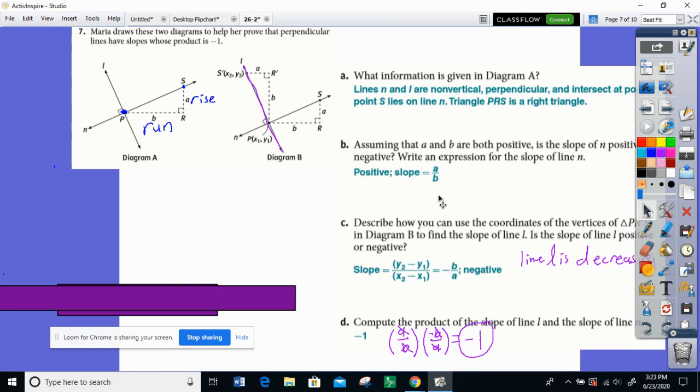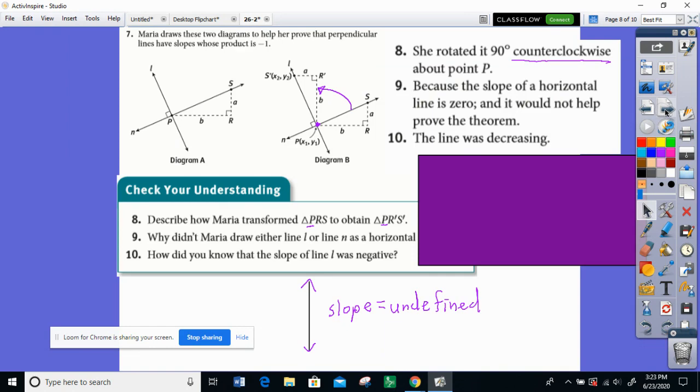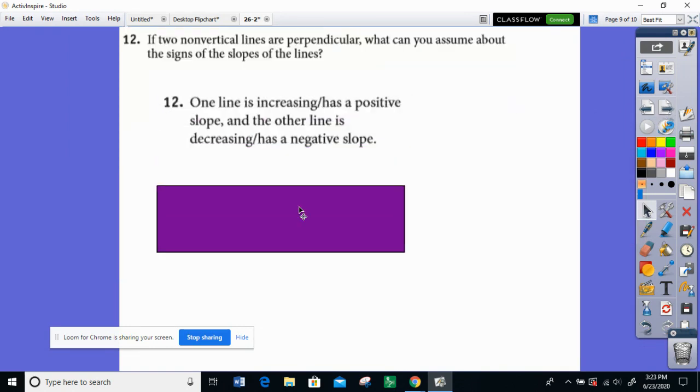We can see that when we multiplied our two slopes together, one positive, one negative. So that's a clue. Whenever your lines are non-vertical, if they're perpendicular lines, you know that one is going to have a positive slope and one is going to have a negative slope.